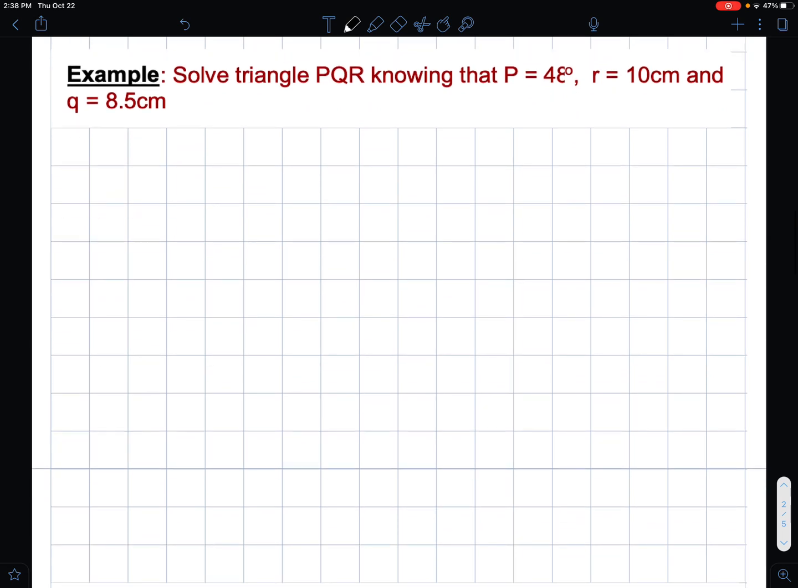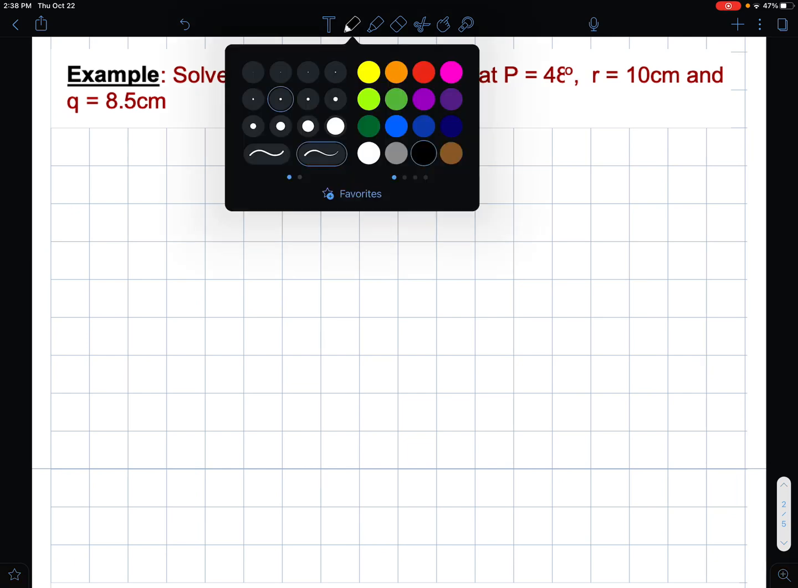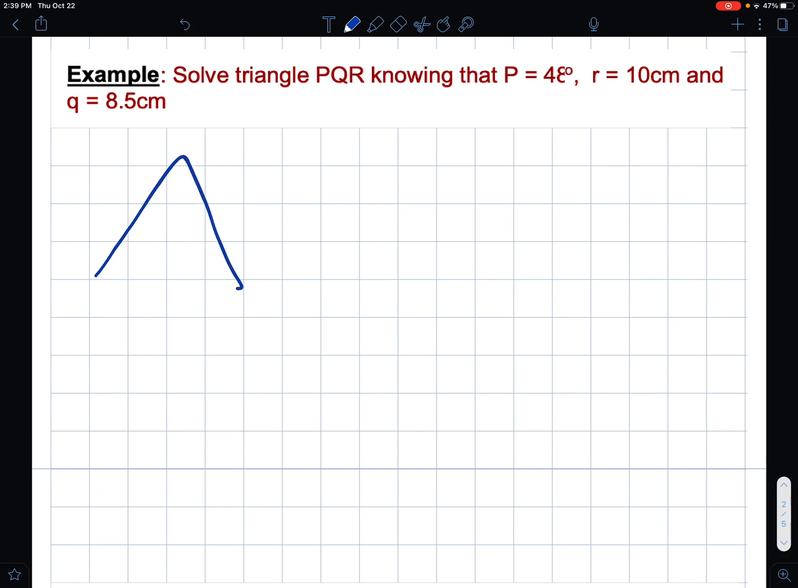So let's see. If I'm given this triangle to solve, PQR, knowing that P is 48, R is 10, and Q is 8.5, what would I do? Well, first I would set up myself a nice little triangle, the standard one, something like this, and I'll call it P, Q, and R. And then I would start putting the values. P is 48, R is 10, Q is 8.5. Go ahead, put those numbers in, stop the video, and solve it. And then I'll show you the answer. In 3, 2, 1.